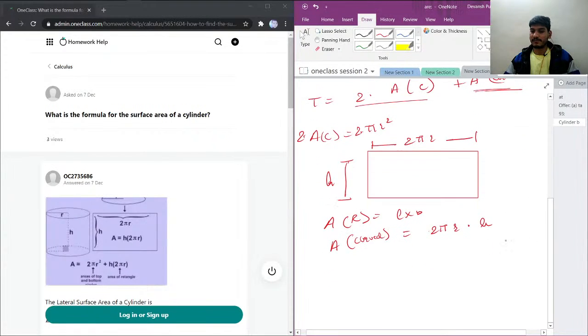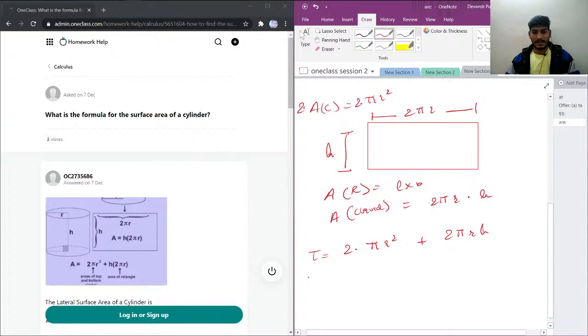Now my total surface area will become 2 times the area of a circle, which is 2 pi r square, plus the area of the curved surface, which is 2 pi r times h. I can take 2 pi r common, so I'll get 2 pi r times r plus h. So this is the total surface area.